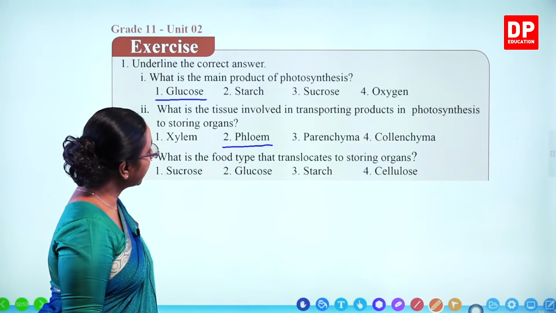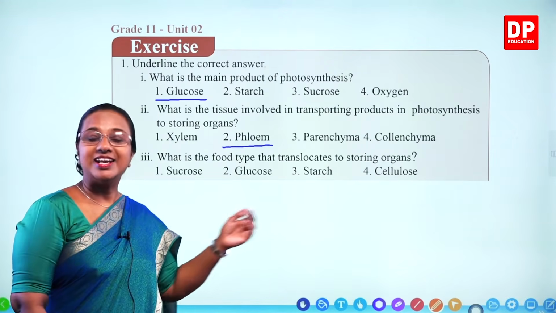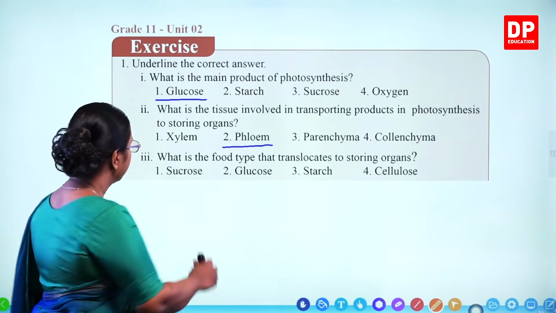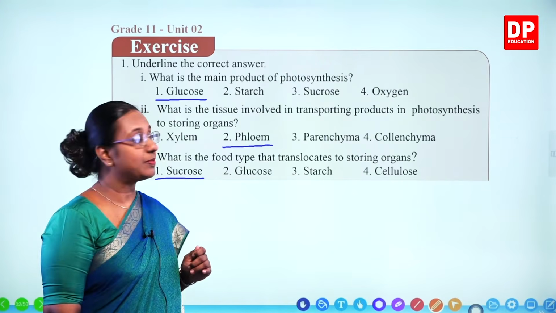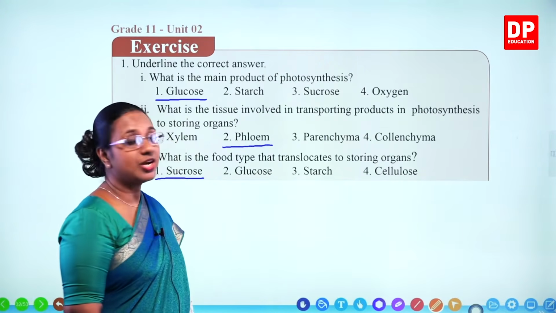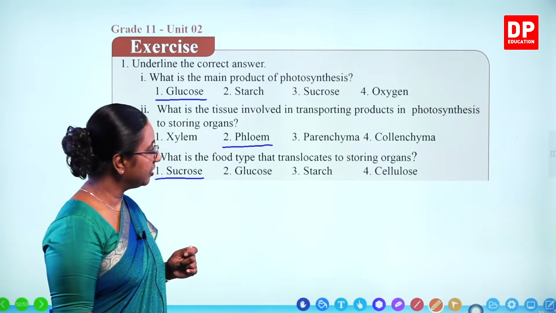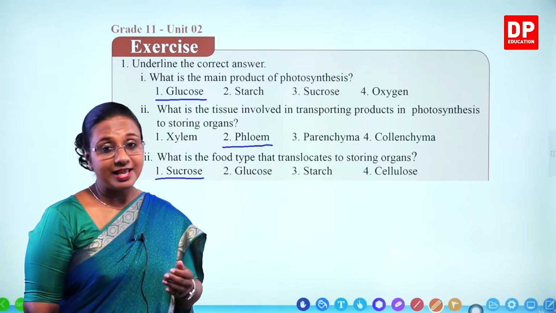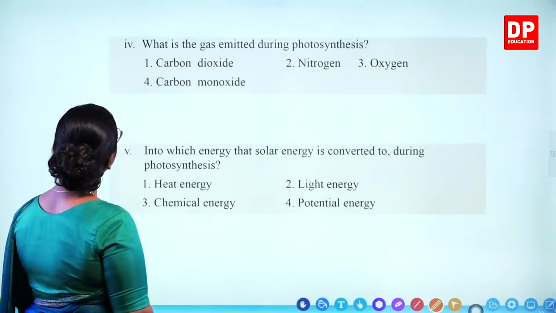What is the food type that translocates to storing organs? That also we discussed. You all know it is sucrose. So, it's the first answer. Glucose is the main product and starch is the temporary storage and the storage carbohydrate. Cellulose is a component of the cell wall. We will move on to the next question.